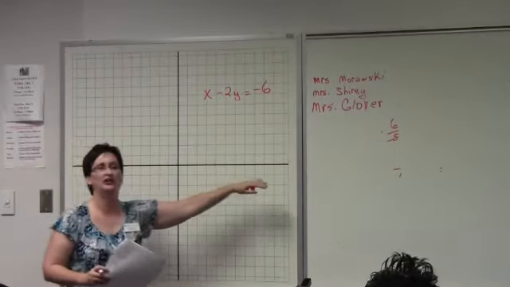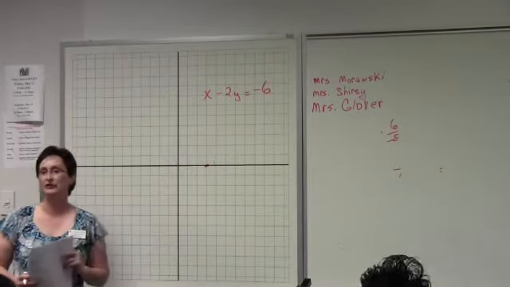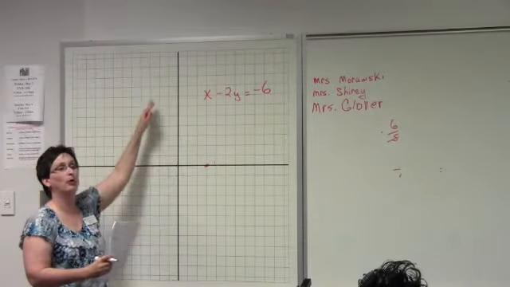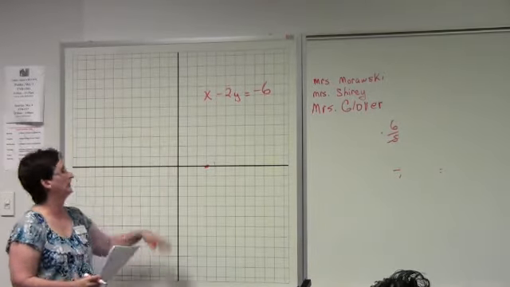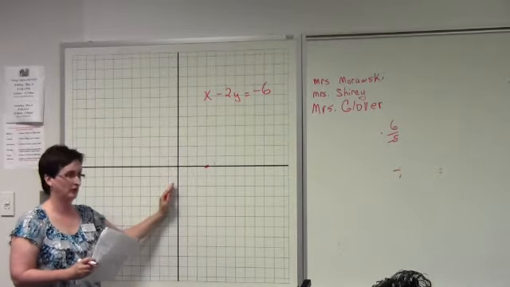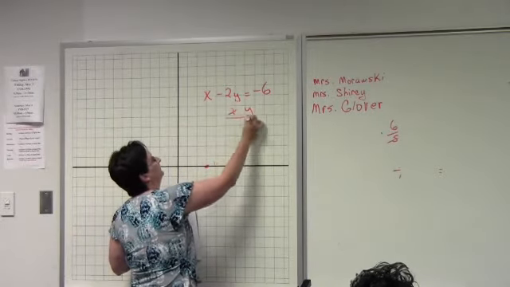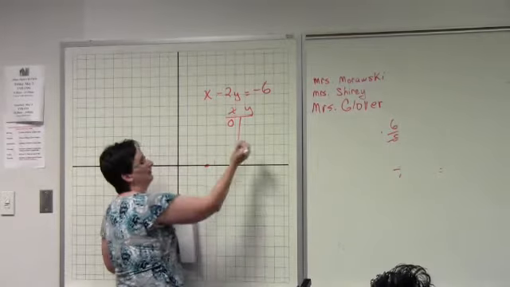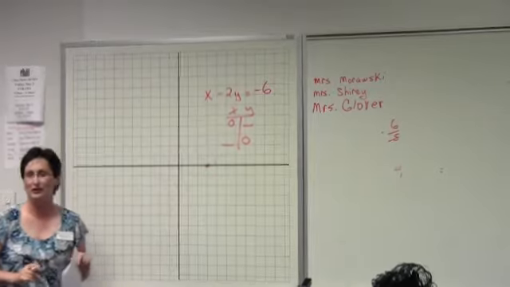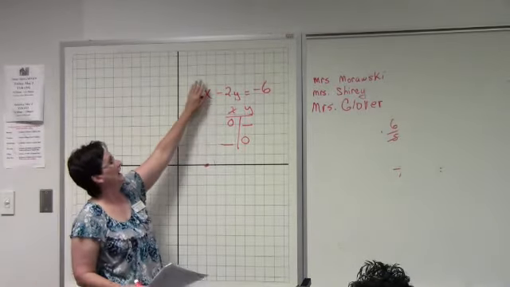When you hit the x axis, what is the y coordinate when you're on the x axis? Anything on this line right here, what is the y coordinate? 0. When you're on the y axis, what is the x coordinate? 0. So the intercept method, all you have to do is let x be 0 and solve for y. Let y be 0 and solve for x. Easy peasy. So all you have to do up here is let x be 0.